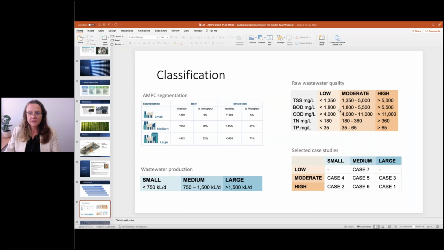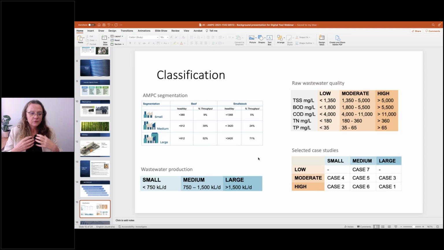So in regards to classification, we use the AMPC classification between small, medium, and large. And then we translated that from production into wastewater production. So we have 3 different types of systems. For the small systems, the flow is under 750 kiloliters a day of wastewater. Medium systems are in between 750 and 1500. And then large systems are above 1500 kiloliters per day, right?